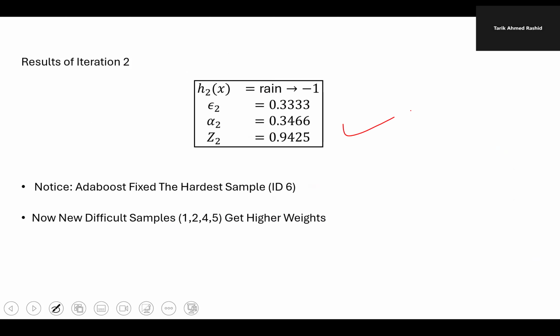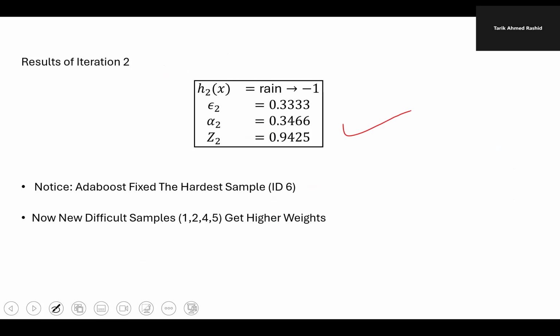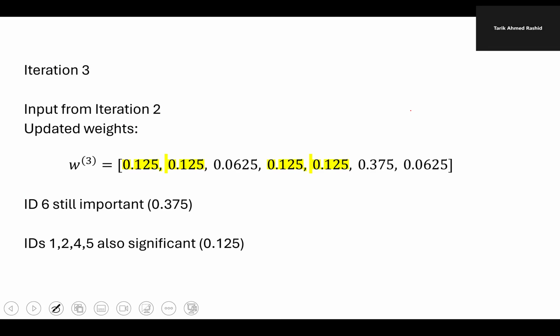Now, this is total results of iteration 2, and we can go with these. We will have difficult samples like 1, 2, 4, and 5. These need to be handled. Now, here we have the total updated weights, and then for iteration 3, this is the weight matrix that we have. All these are the mistakes, the wrongs that we have, and we have the weight matrix.